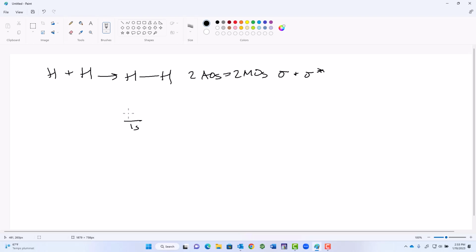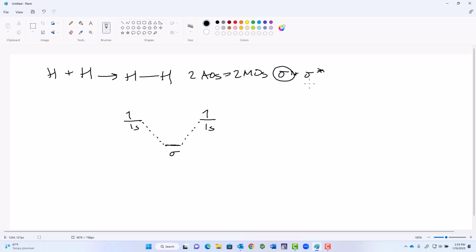So we have a 1s orbital with 1 electron in it. We have a 1s orbital with 1 electron in it. Now our orbitals are coming together. As we saw, forming a bond is always going to be lower in energy than the individual atomic orbitals as they are separately. So our sigma bond is going to be stabilized. So our sigma bond is lower in energy than our atomic orbitals are. So we can trace this down.